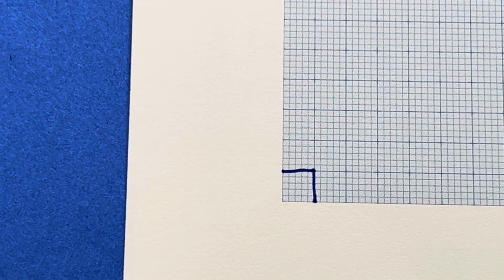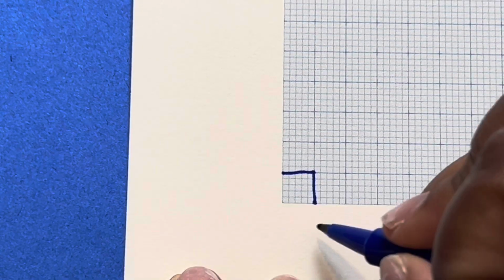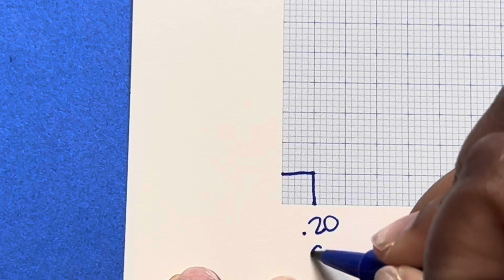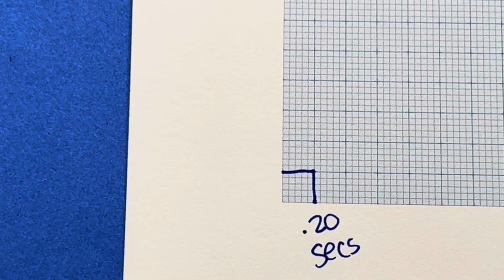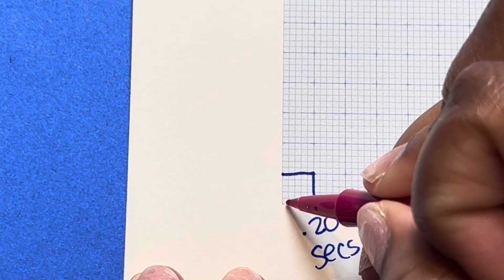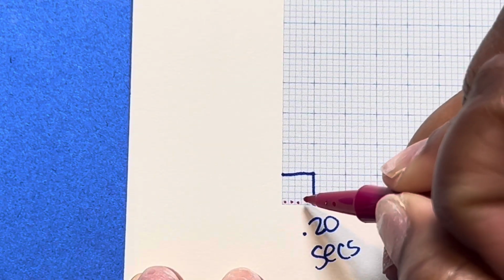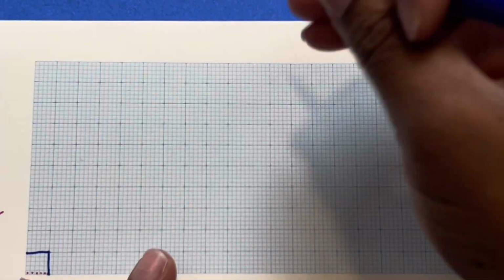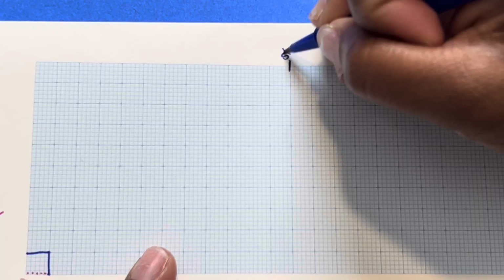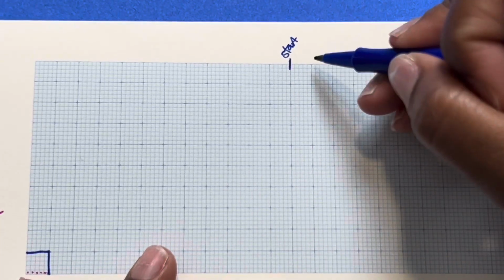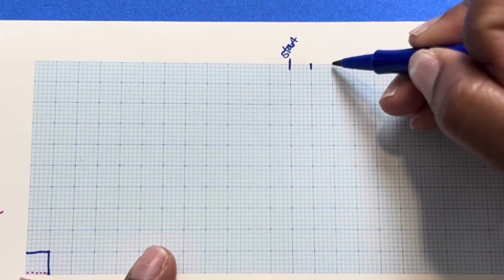So remember, each large box is 0.20 seconds. And there are 5 small boxes inside each large box. So 1, 2, 3, 4, 5. All right. So if this is my starting point, okay, the next box is right here.